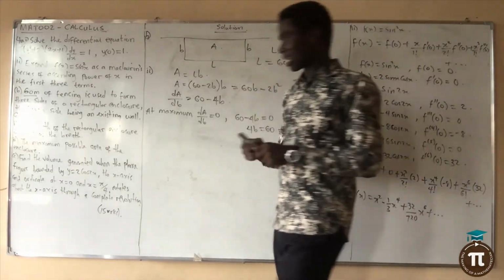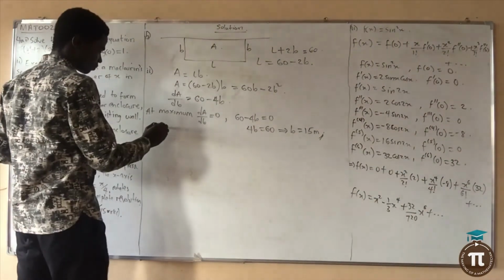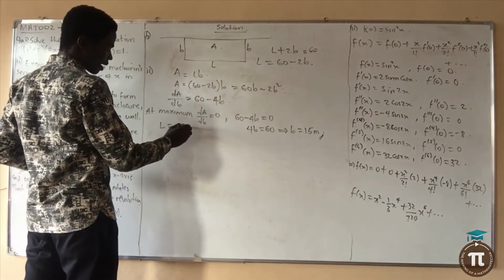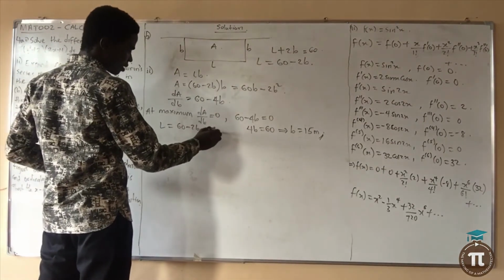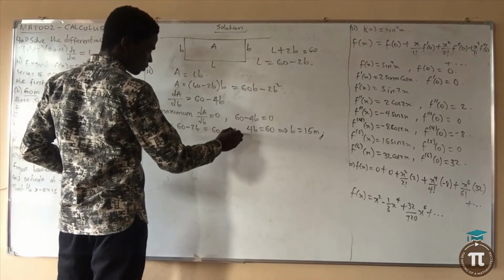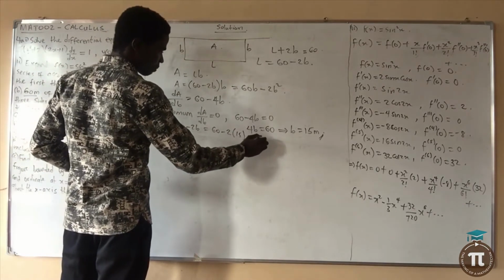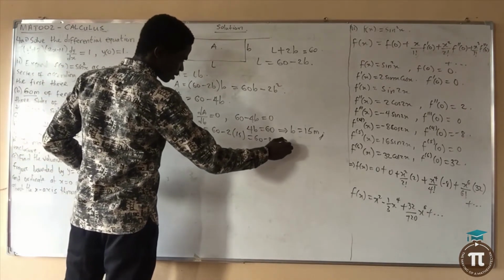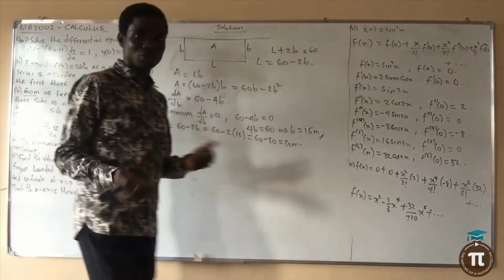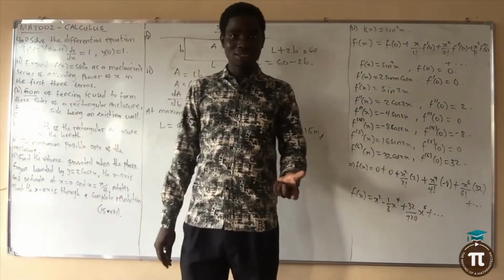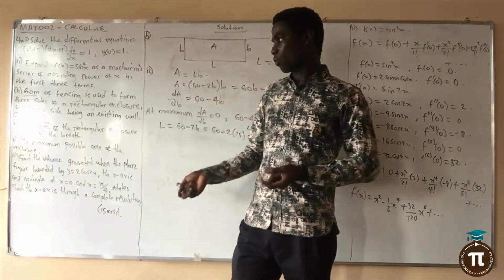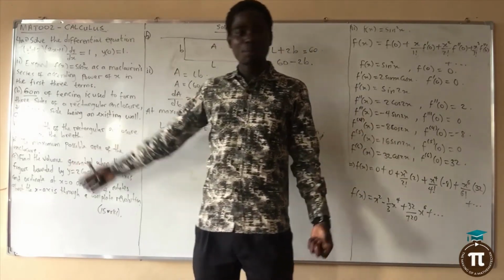I need to find the length. Length is equal to 60 minus 2b. That is 60 minus 2 times 15. That's 60 minus 30. The answer is 30 meters. Don't forget, I have just found the dimensions. I found the length, then the breadth. But they want me to find the maximum possible area.